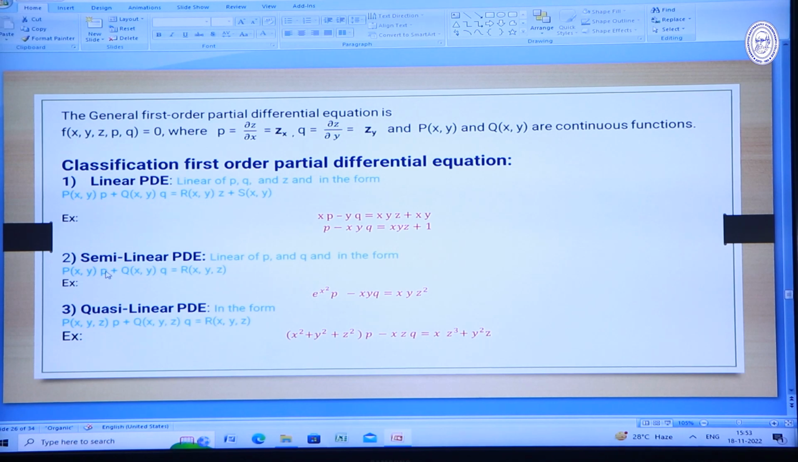The general first order partial differential equation is f of x comma y comma z comma p comma q equal to 0, where p equal to del z del x equal to zx, q equal to del z del y equal to zy, and p of x comma y and q of x comma y are continuous functions. Classification of first order partial differential equation: linear partial differential equation, semi-linear partial differential equation, Cauchy linear partial differential equation.